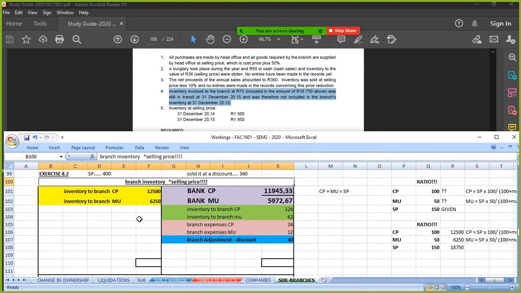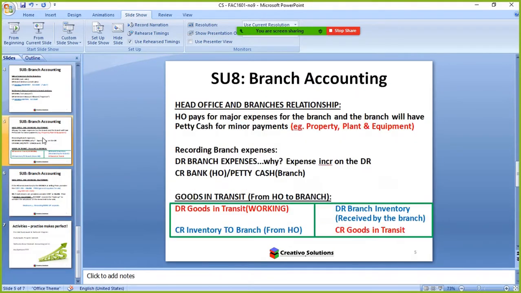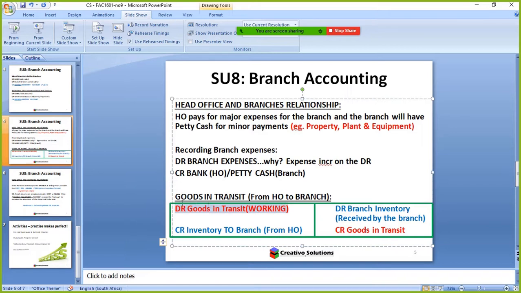Okay, we saw this in the notes even. I had a note about the debit and credit. I remember showing it to you. Let me go back. Is it still open? Yeah, it's still open. Here, this is the right one. There we go. Okay, so what do I have? I have goods still in transit. So am I creating goods in transit? Yes, I am. Debit goods in transit, credit inventory to the branch.